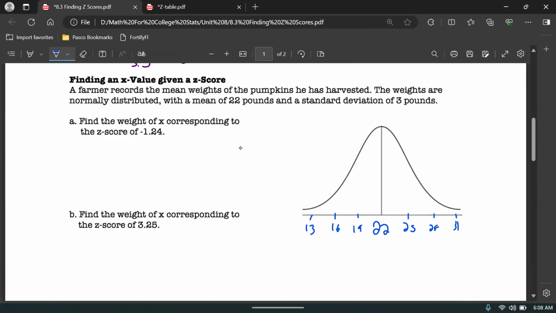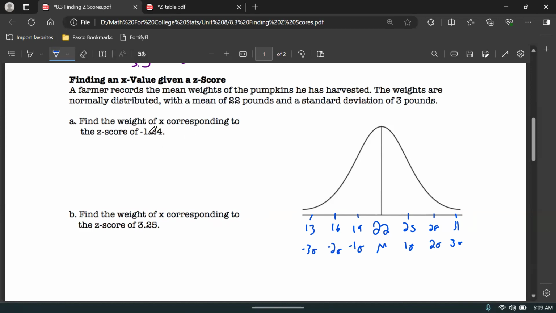All right. Now here's what's interesting. We're going to go backwards. We have the z-score here, but we need to find the x value. The x value here would be the actual pumpkin weight. So how much does a pumpkin weigh? That would be a negative 1.24 z-score. All right, so let me put my scale back up here. Remember the mean's in the middle. You have 1 standard deviation, 2, 3, negative 1, negative 2, negative 3 standard deviations.